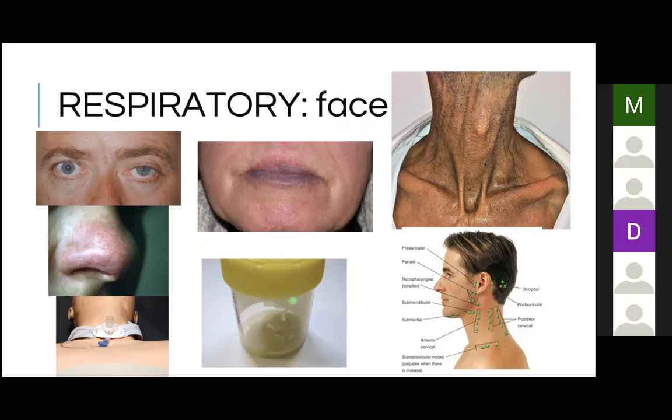This picture is just showing some purulent sputum. Sorry about that. So sorry for adding the sputum picture. But if someone is having an infective exacerbation of COPD or having pneumonia and you see this type of sputum, you will suspect it's bacterial.